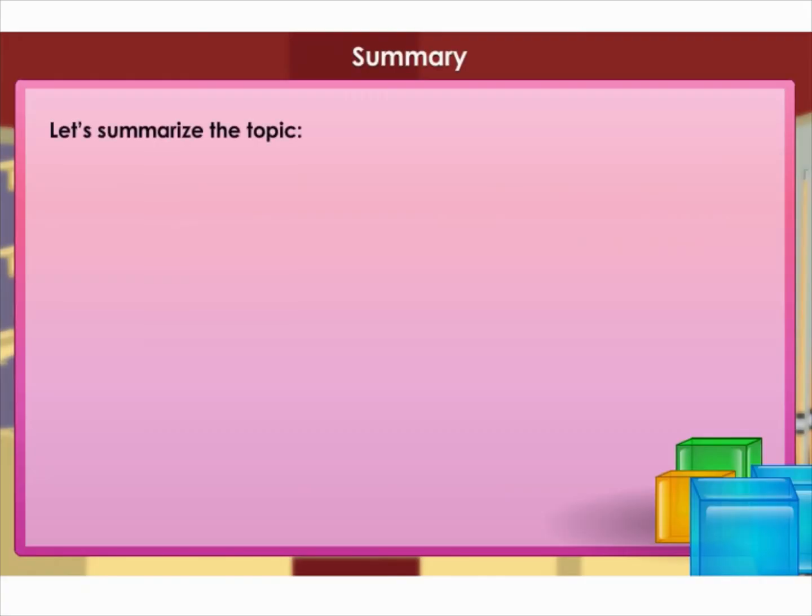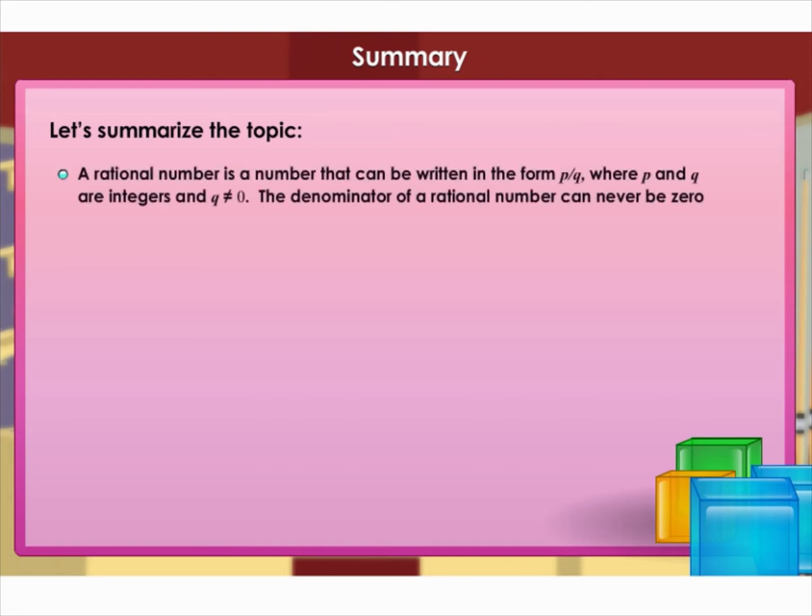Summary. Let's summarize the topic. A rational number is a number that can be written in the form p by q, where p and q are integers and q is not equal to 0. The denominator of a rational number can never be 0.